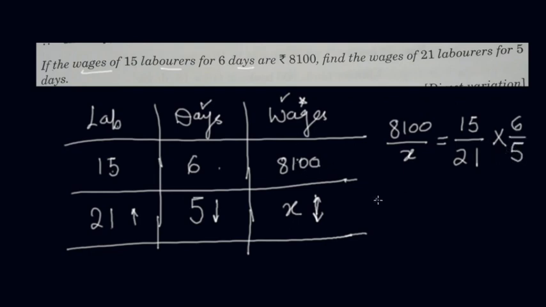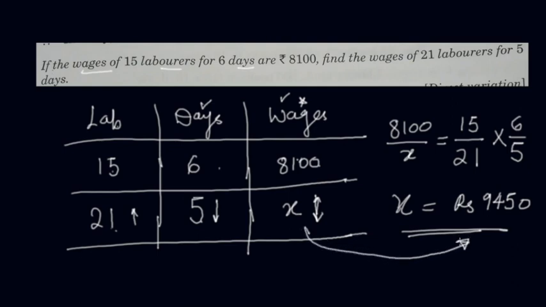If you solve for this, the answer for x comes to 9450 rupees. What does that mean? It means if you deploy 21 laborers for 5 days, the expense is 9450, which is certainly more than that. But I hope you got the construct of solving these.